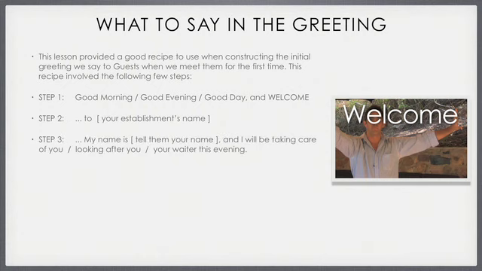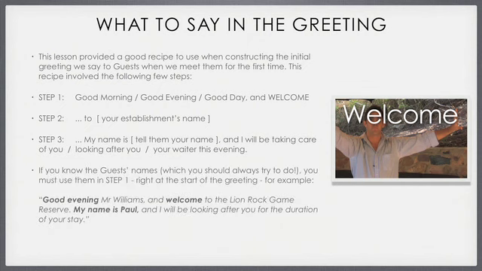In step 3, we tell the guests who we are and what we'll be doing for them. So I would say, my name is Tim, and I will be taking care of you this evening. This is where you can really personalize it and make it your own. You could say, my name is Paul, and I will be looking after you this evening. Or I will be your waiter this evening. Whatever is most natural for you.